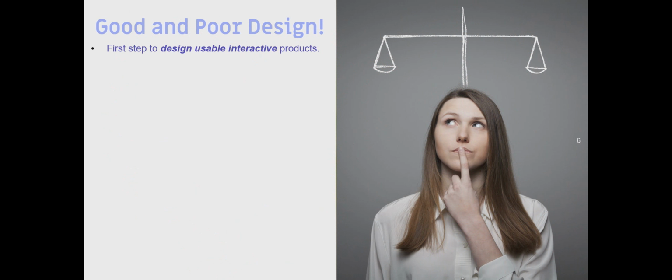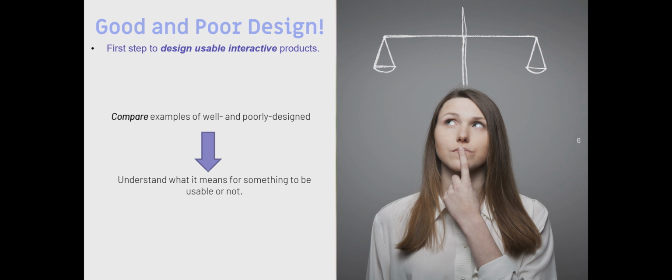So, the first step to design usable interactive products is to know how to compare between good and poor design. If you know which one is the good design and which one is the bad design, it can help you to understand what it means for something to be usable or not.